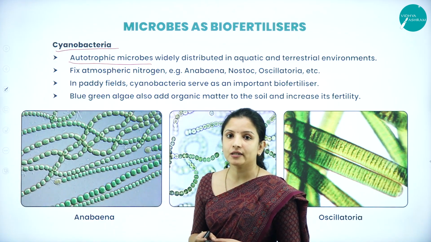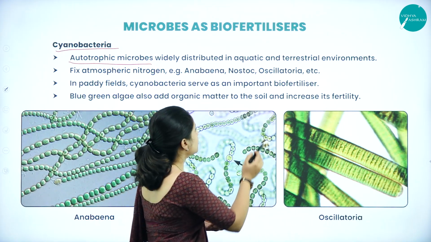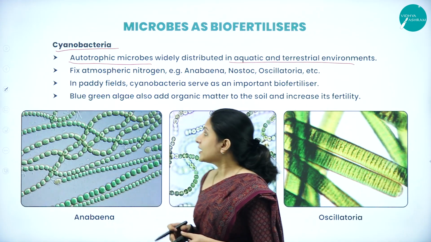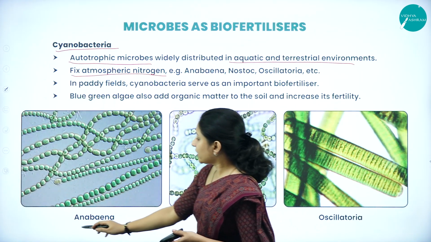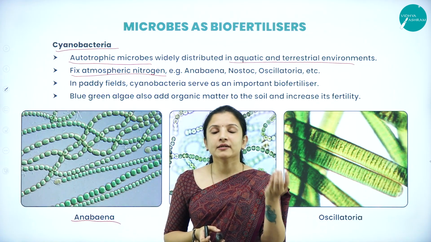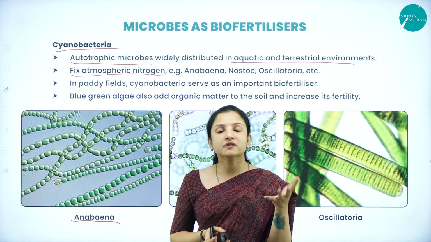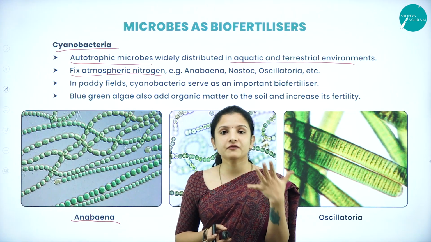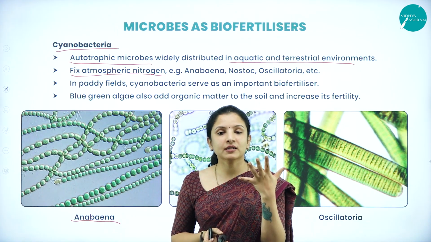They are the blue-green algae or the autotrophic microbes which are usually widely distributed in both the aquatic and the terrestrial habitats or environment. These cyanobacteria help in fixing atmospheric nitrogen. So we have Anabaena. Anabaena is usually found associated with one pteridophyte. There is one pteridophyte species called Azolla. It is the smallest pteridophyte that is there, which is called Azolla. So under the roots of the Azolla, the rhizome of the Azolla, we can find these Anabaena species, that is the blue-green algae called Anabaena living in that.